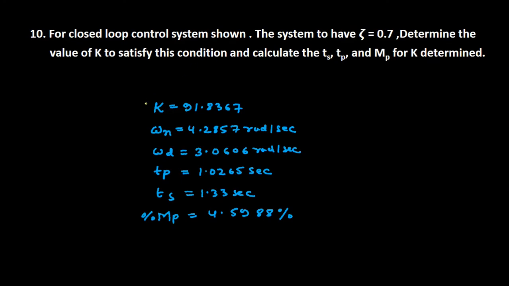The required value of K is equal to 91.8367 and the required value of settling time is 1.33 seconds, peak time is equal to 1.0265 seconds, and percentage maximum overshoot MP is equal to 4.5988 percent. We found out all the values correct to 4 decimal places.